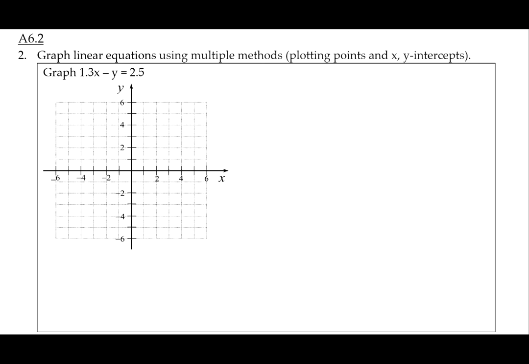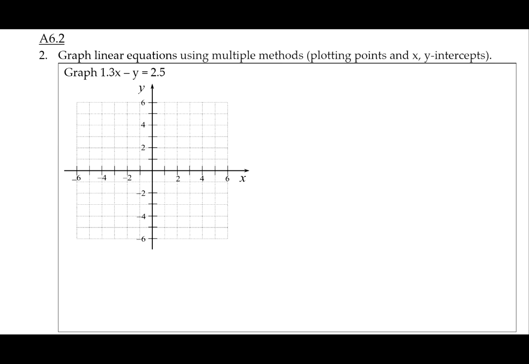Learning Objective 2 from section A6.2 is to graph linear equations using multiple methods, such as plotting points or finding x and y intercepts. Here's an equation that we're going to use. We'd like to graph 1.3x minus y equals 2.5. Plotting points and finding x and y intercepts are actually very similar.